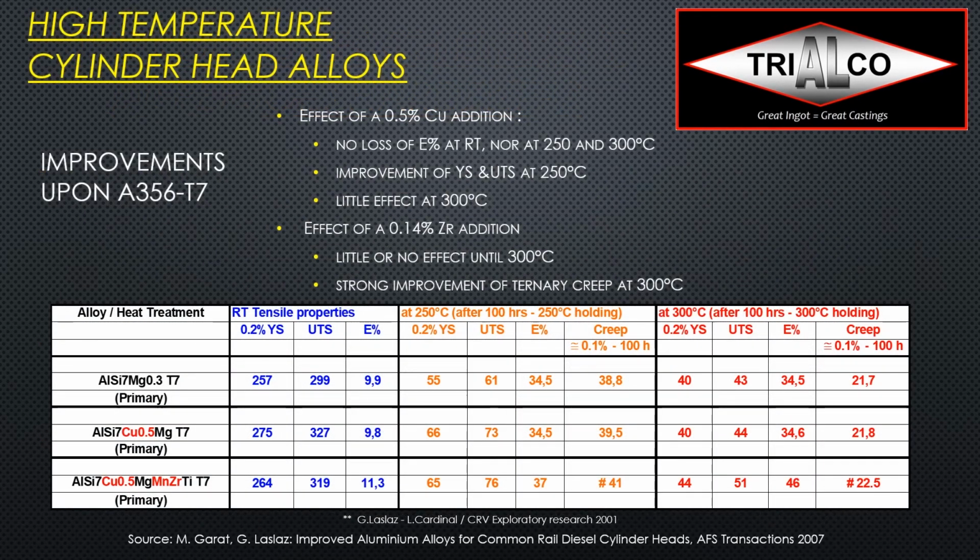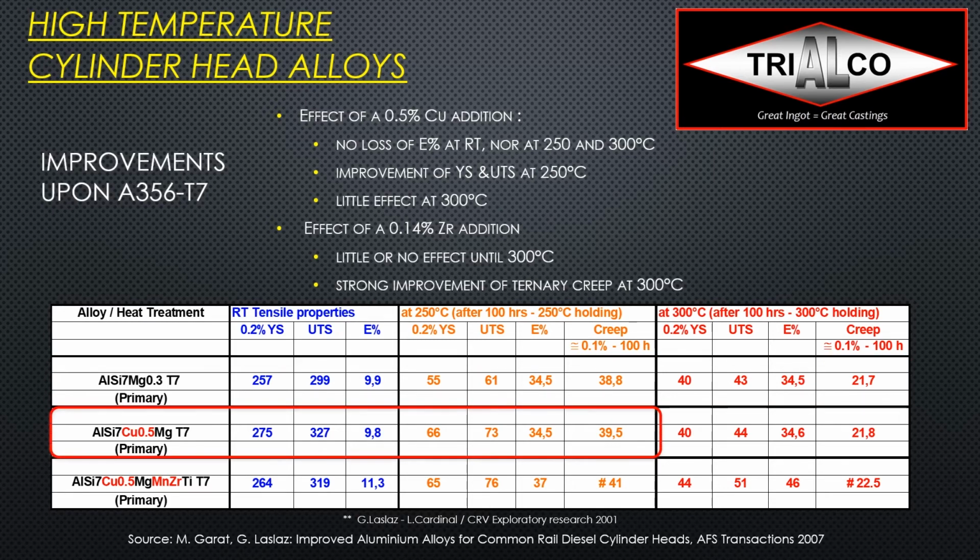If we look at what we've done in the high temperature cylinder head alloys, the improvements upon the A356 T7, because that is the typical starting point, is that first of all, let's add 0.5% copper. So we have seen that adding a little bit of copper helps already up to 250 degrees Celsius, and we can see this here. If we start, we have seen these numbers before. At 250, I'm already very soft. At 300, I'm complete chewing gum.